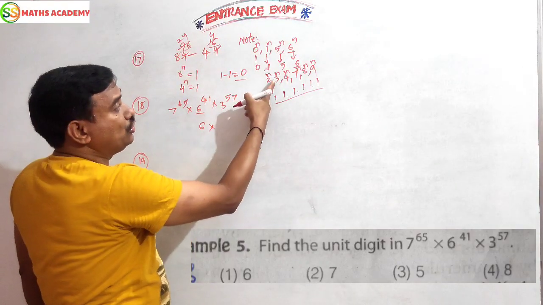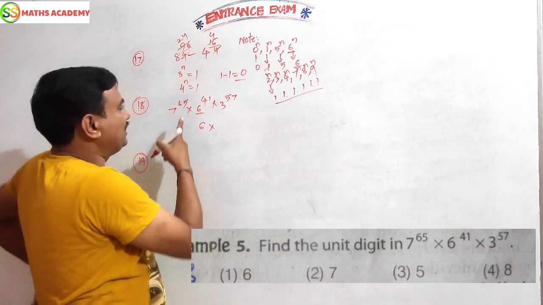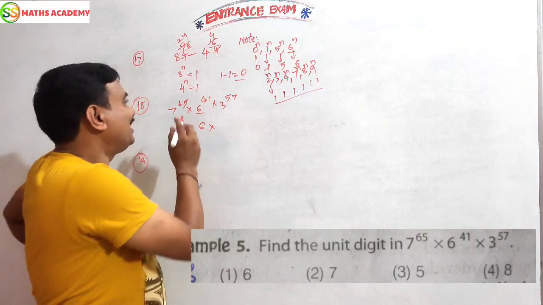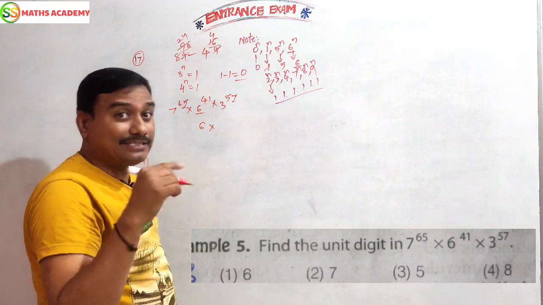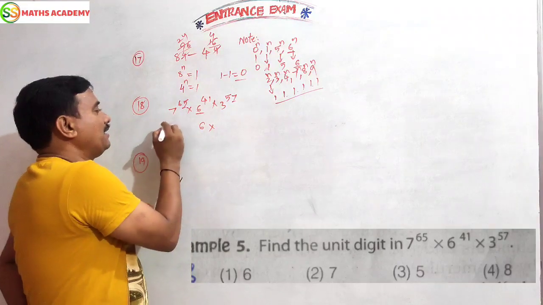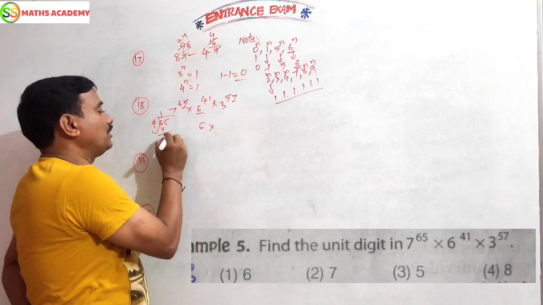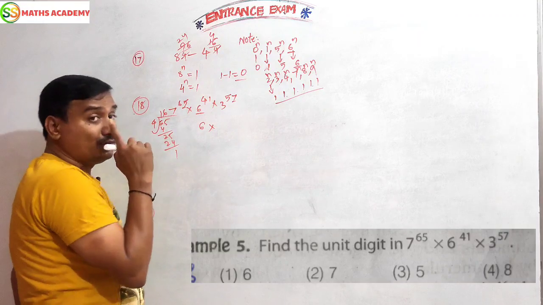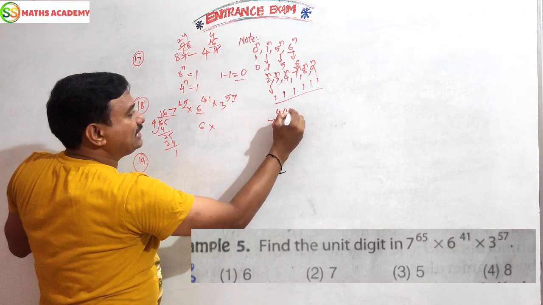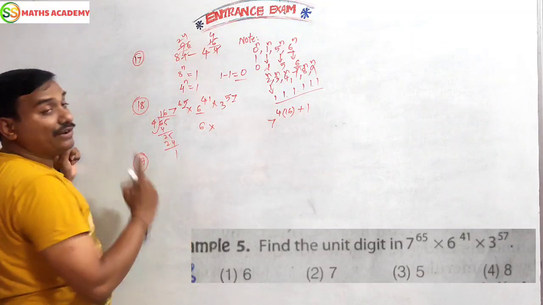3 to the power of n, 1 will come. But whether it is exactly divisible by 4 or not, we have to check it. Here 65 is not divisible by 4 exactly because the unit digit is odd. In such cases, keep in mind, we can do it like this. 64 divided by 4: 4 ones are 4, 4 sixes are 24. Remainder 1. So we can write it as 4 into 16, 64, plus 1, 65.